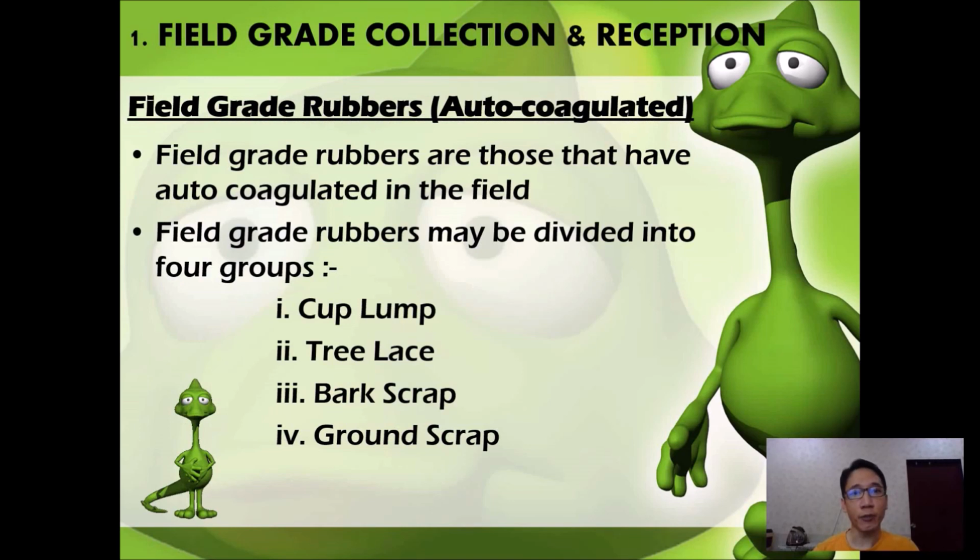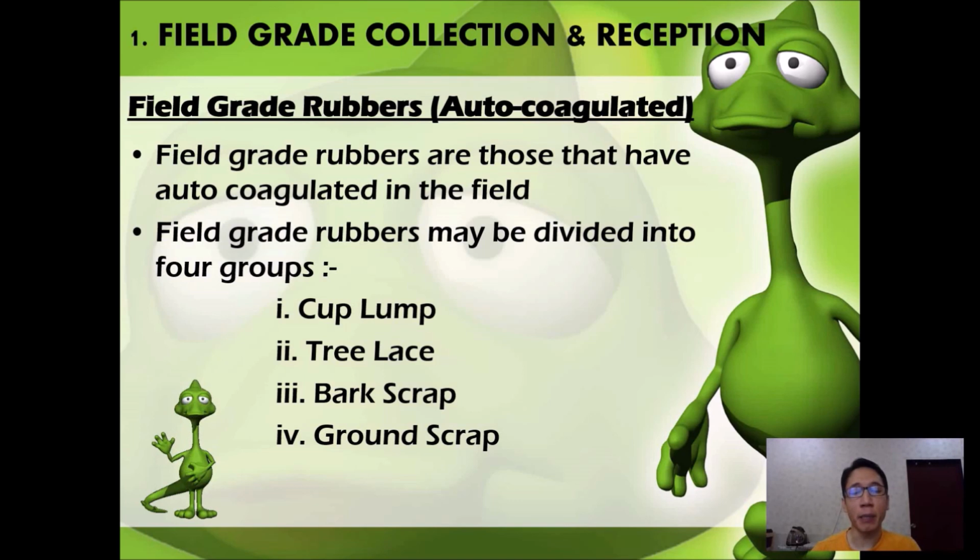For field grade rubber, which is the auto-coagulated rubber, whenever we say field grade rubber, we are referring to the auto-coagulated rubber. What is auto-coagulated rubber? It is field grade rubber that has auto-coagulated in the field. Previously I mentioned that after a few hours or after 24 hours of latex dripping into the cups, that field latex will automatically coagulate and we will produce the cup lumps. This is the auto-coagulated rubber.